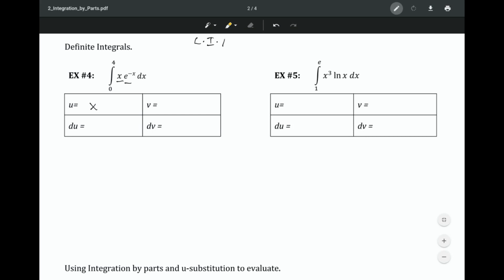LIATE, the exponential will be the last one you would pick, right? So in this case, we're going to pick the algebraic function, which is x. All right, so v prime is whatever I didn't pick for that. So it's e to the negative x. All right, so now we're going to take the derivative of x, which is 1 dx, or just dx. And we're going to take the antiderivative of e to the negative x, which in this case is going to be negative e to the negative x.